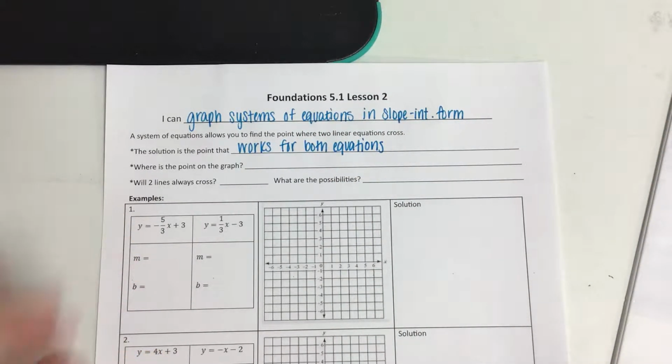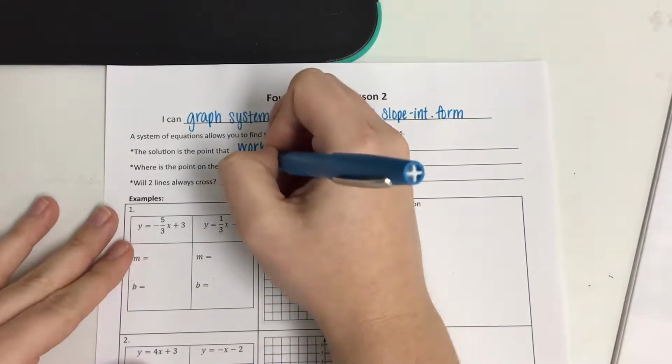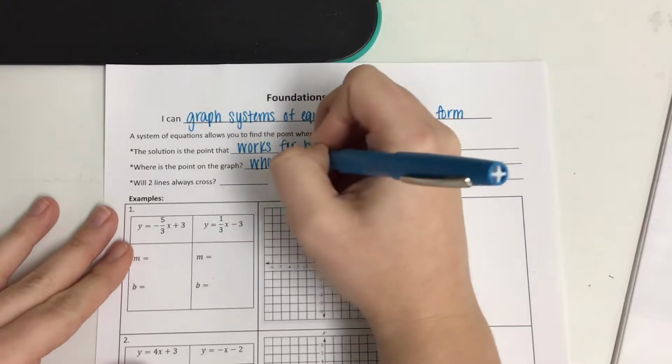Where is the point on the graph? This point is going to be where the lines intersect, or where they cross.